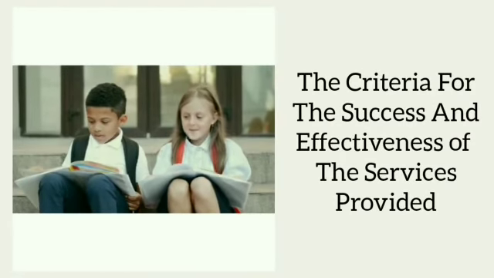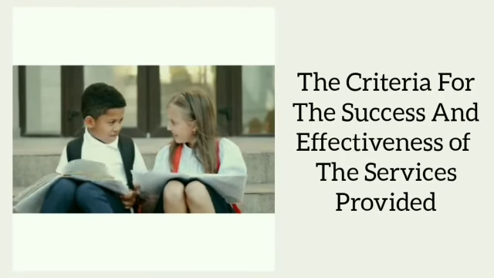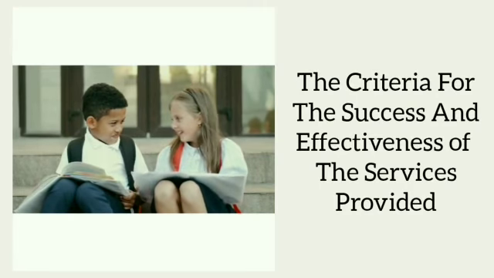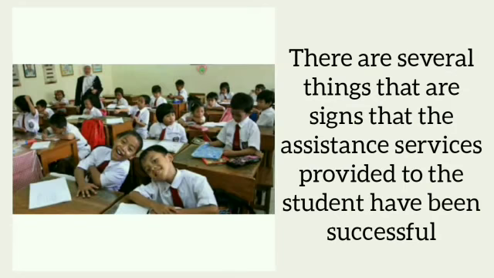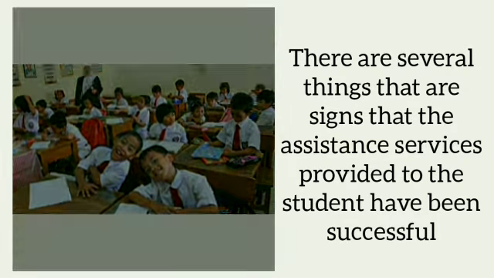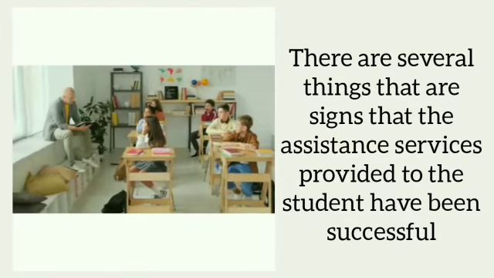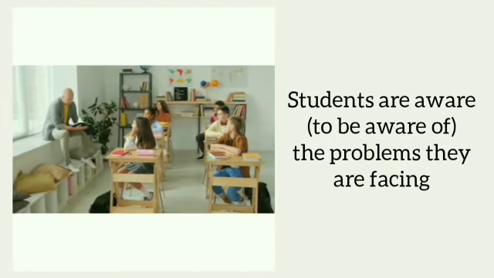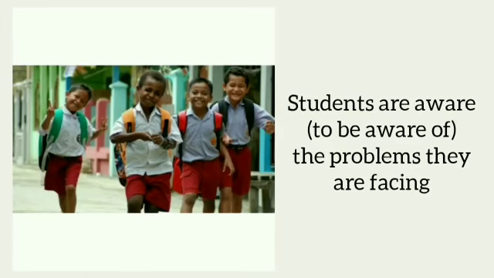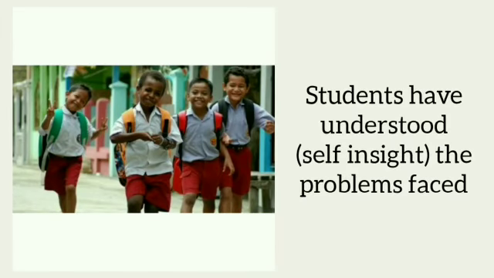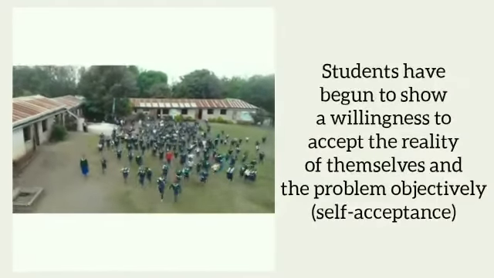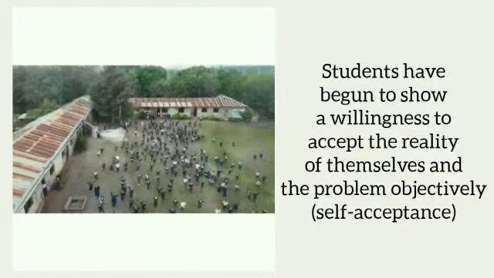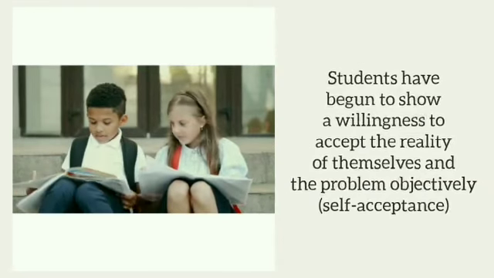The last thing that will be discussed is the criteria for the success and effectiveness of the service provided. There are several things that are signs that the assistance service provided to the student has been successful. The service is said to be successful if students are aware of the problems they are facing. Students have understood the problems faced. Students have begun to show a willingness to accept the reality of themselves and the problem objectively.